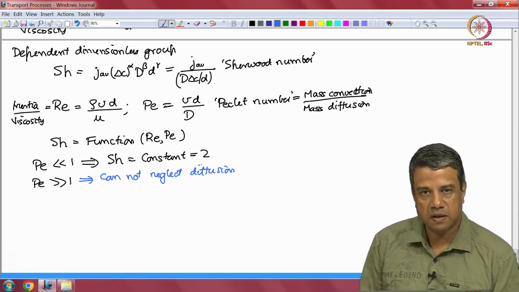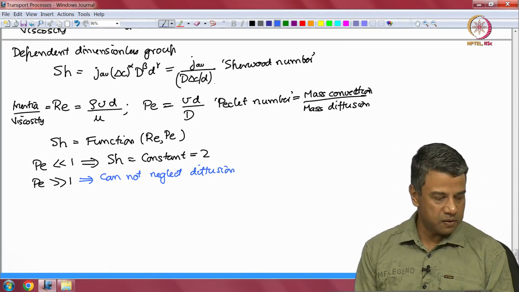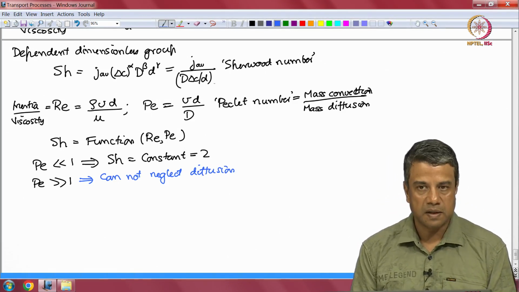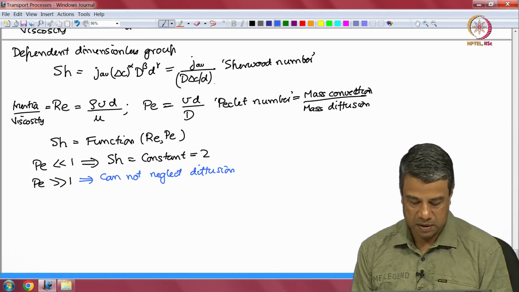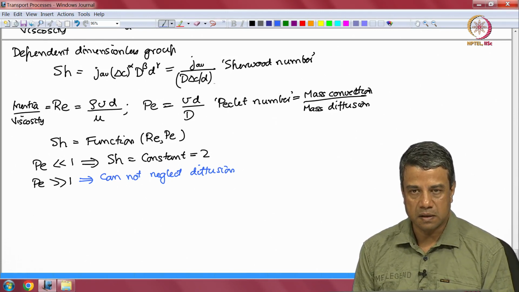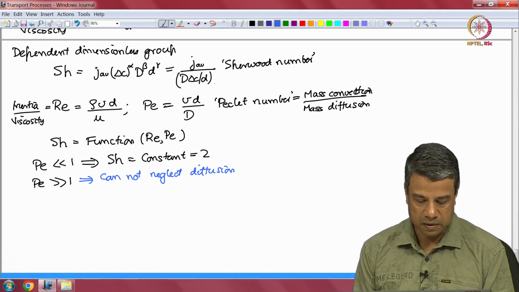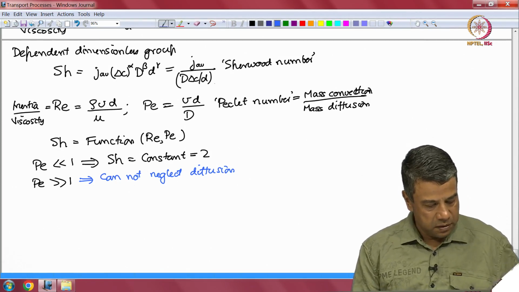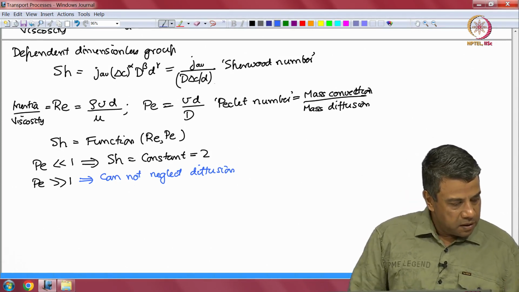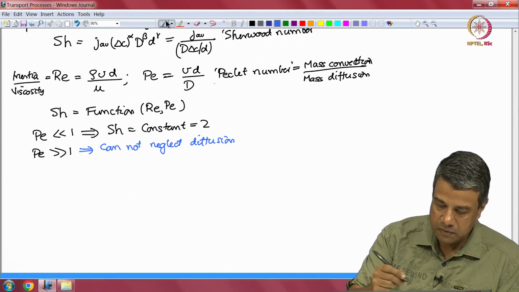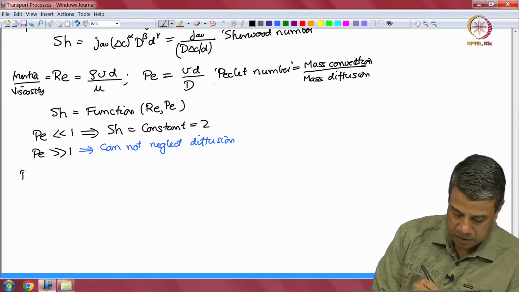Because transport across the surface has to ultimately happen due to diffusion. And that diffusive transport is what results in transport to or from the particle. Now, this analysis can be extended quite easily to, for example, the drying of particles.